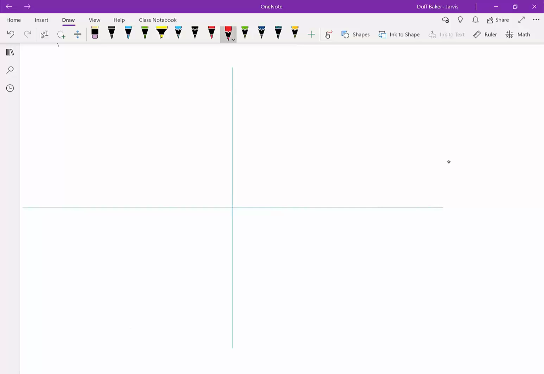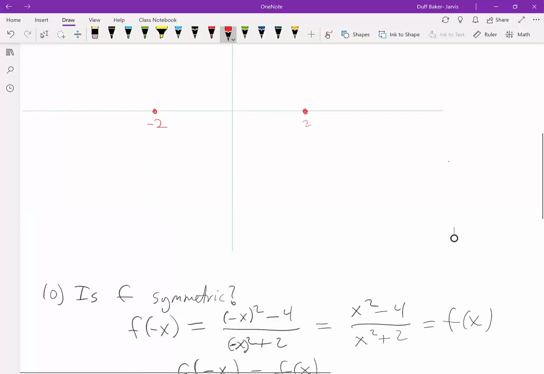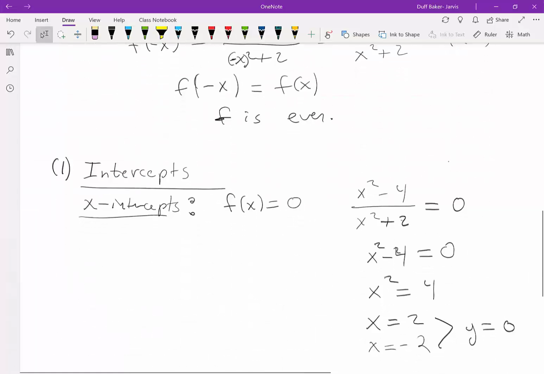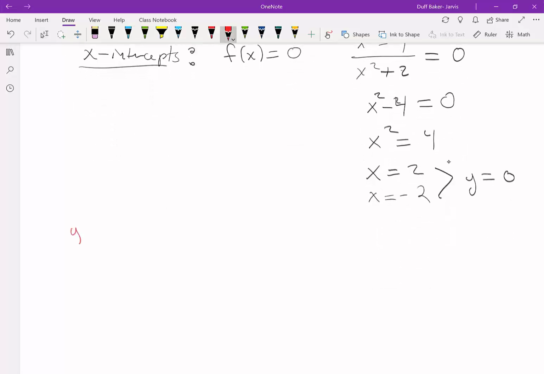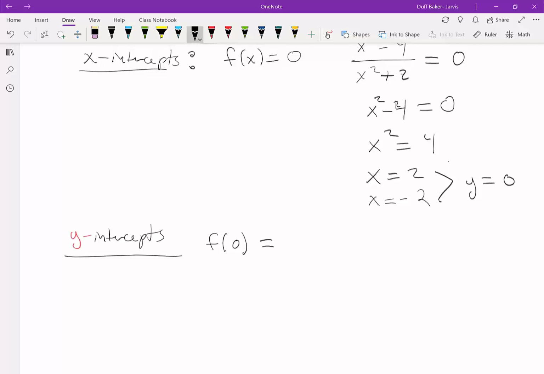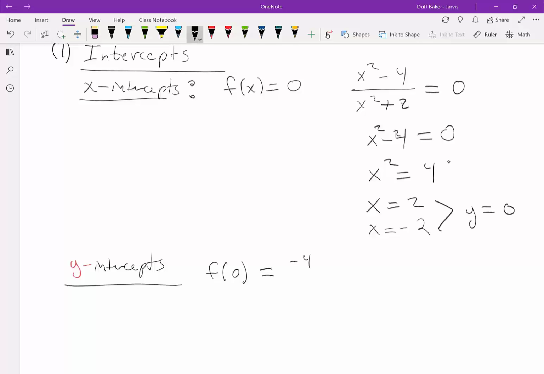So let's go ahead and put those on the graph. So we have 2 points on our graph now. And y-intercepts, oops, let's go back to black. That is saying, where does it hit the y-axis? So that happens when x is 0. So what is f of 0? If you plug in 0, you'll end up with minus 4 over 2, which is minus 2. Right, so this gives us the point (0, -2).